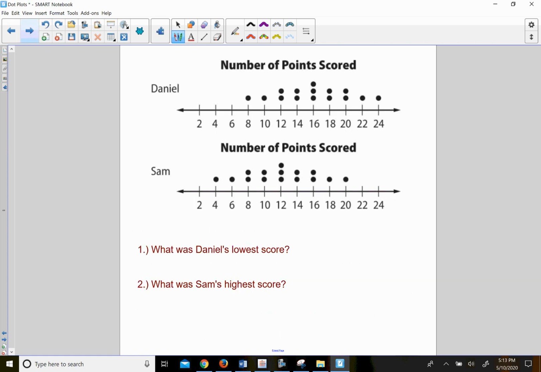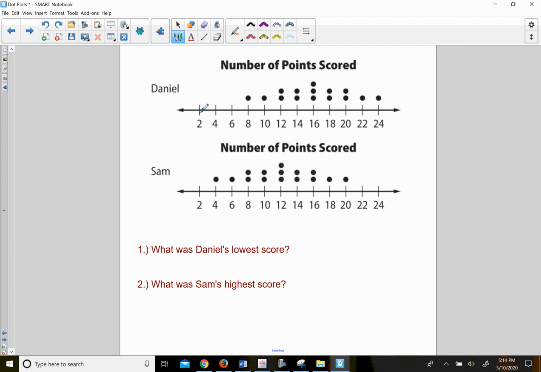And lastly, now we're going to look at 2 dot plots at the same time. So Daniel and Sam each have their own line plot for the number of points they scored. So I'm not sure if that's on a test, if that's in basketball or soccer or what that was, but I know it's their points scored. What was Daniel's lowest score? So here's Daniel's number line, not Sam, but Daniel.